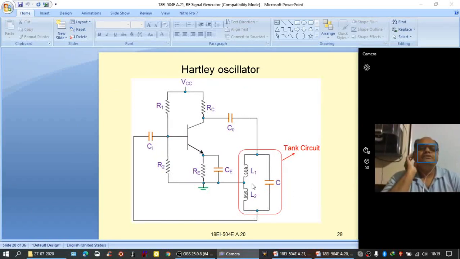Now, a tank circuit is formed using L1 plus L2 in parallel with a capacitance, and a part of the inductance is taken as feedback input to the transistor. You can see no external AC signal is provided to the circuit. Only biasing voltage is provided to the transistor, and this biasing voltage will serve the purpose. When you switch on the power supply, what happens?